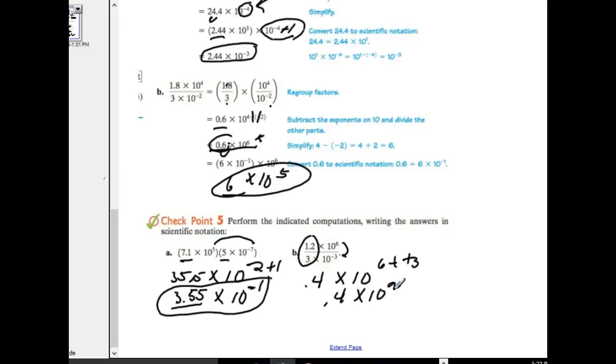However, again, we can't leave 0.4 because that's not a number between 1 and 9.99, or 1 and 10. So I need to make that bigger. 0.4 is too small. I need to make it 4. I need to move it over 1 decimal place. So now that I've made that bigger, I've got to make this number smaller to even it out. So since I moved that 1 space, I moved my power down 1 space to make it even. And that ends up being 4 times 10 to the 8th.